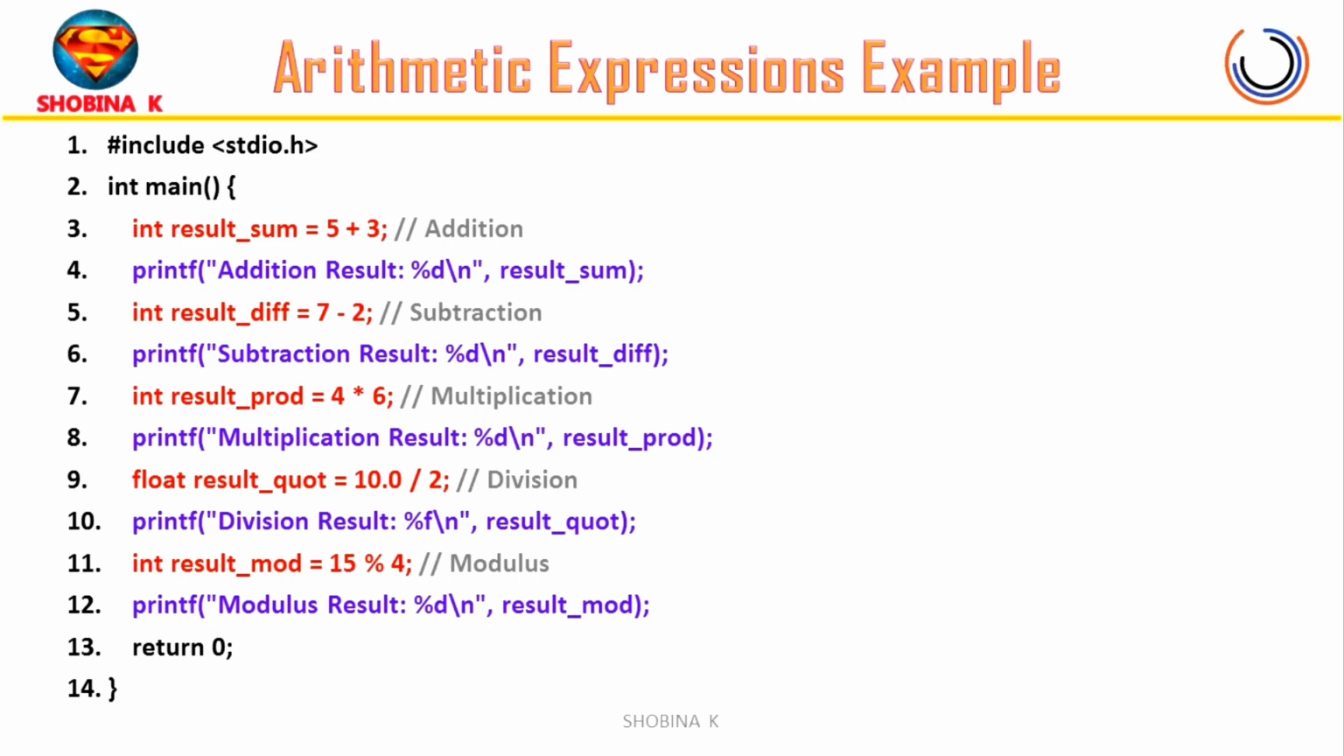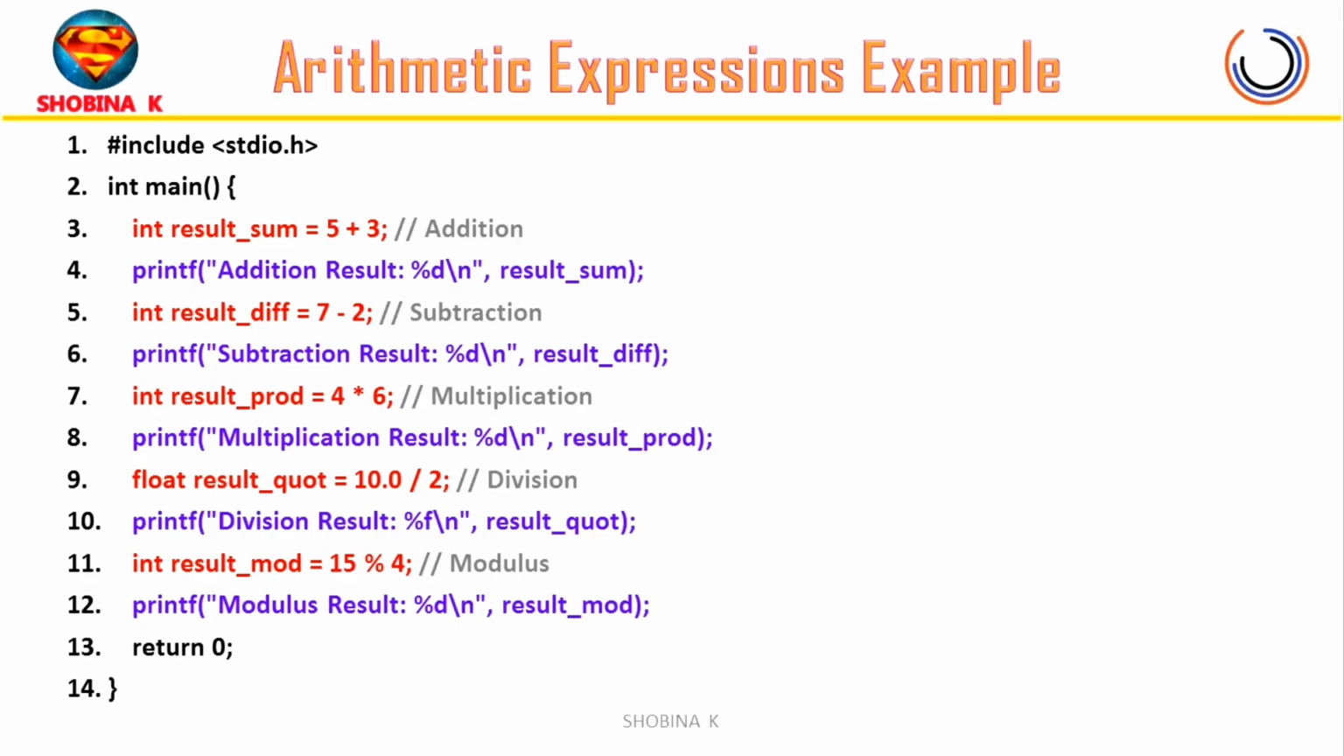Line 3 calculates the sum of 5 and 3 using the addition operator. The result 8 is stored in the variable result_sum, and it is printed using printf statement. Line 5 calculates the difference between 7 and 2 using the subtraction operator. The result 5 is stored in the variable result_diff, and it is then printed using printf statement.